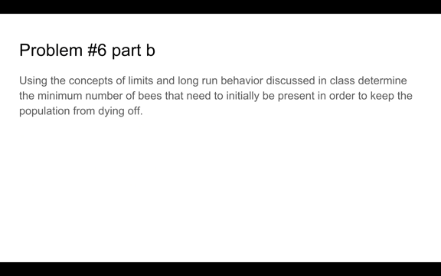Now on to part B. Part B says using the concepts of limits and long-run behavior discussed in class, determine the minimum number of bees that need to initially be present in order to keep the population from dying off.